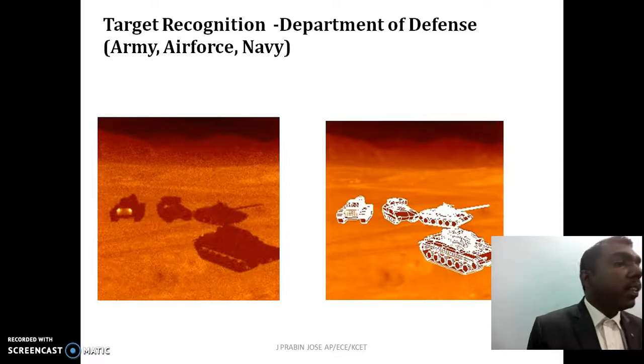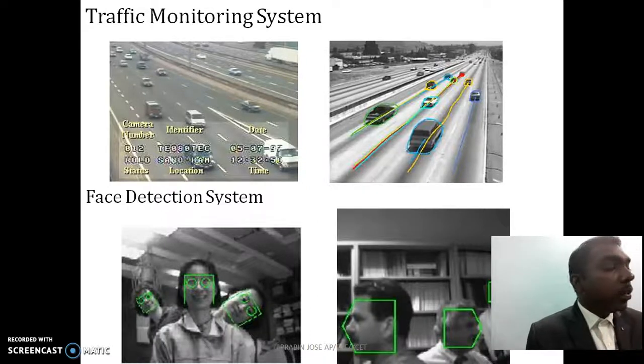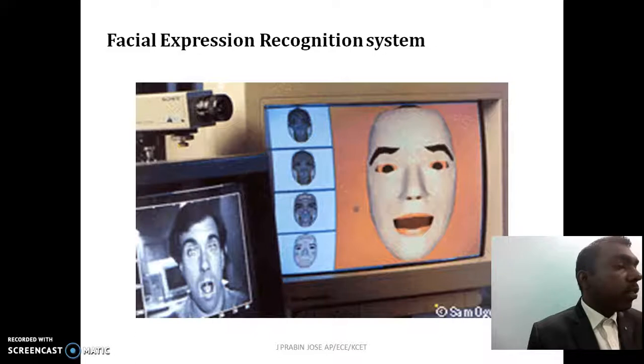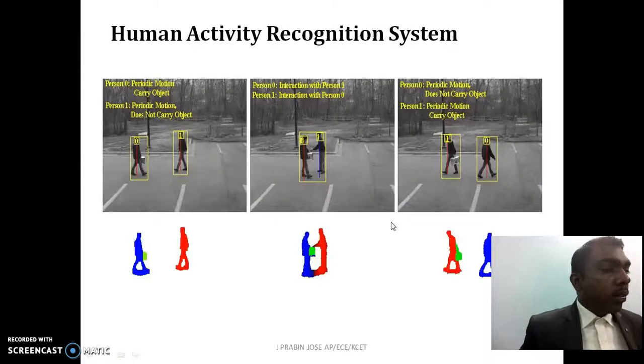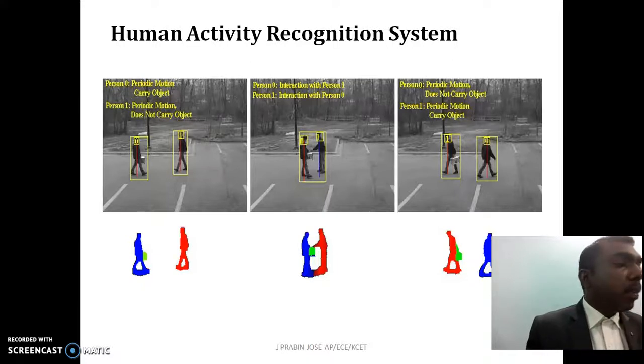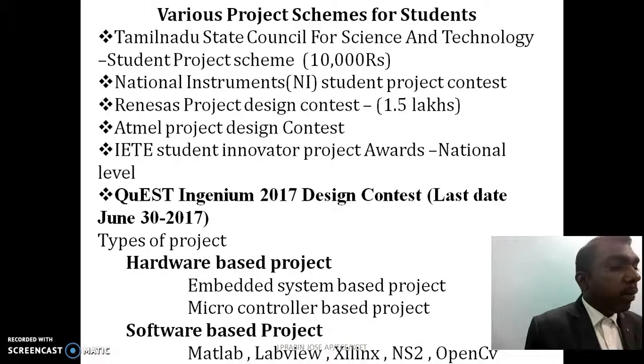Target recognition using image processing, traffic monitoring system, face detection system, facial expression recognition system, hand gesture recognition, sign language recognition, all using image processing. We will see all these applications in MATLAB. Another good example is a video processing based human activity recognition system, then a character recognition system using image processing. And these are the various project contests for students.